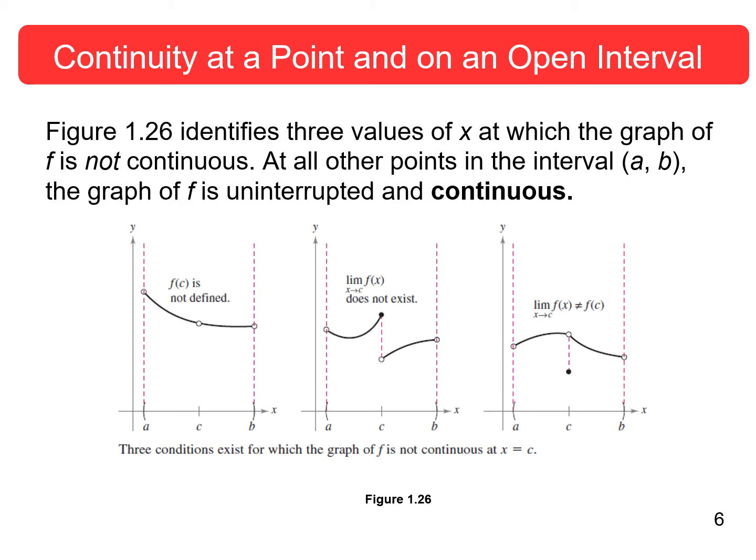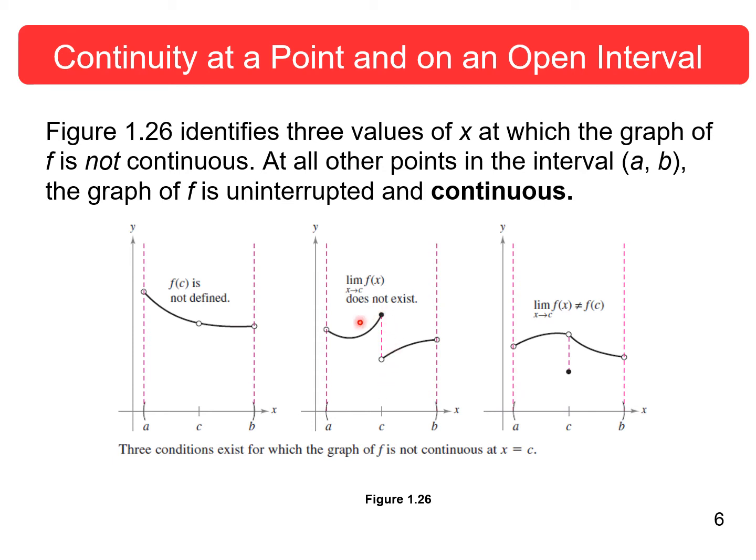This figure here identifies three values of x at which the graph of f is not continuous. In this first case, this is an example wherein the function is not defined at x equals c. So in the graph, there's a hole at x equals c.